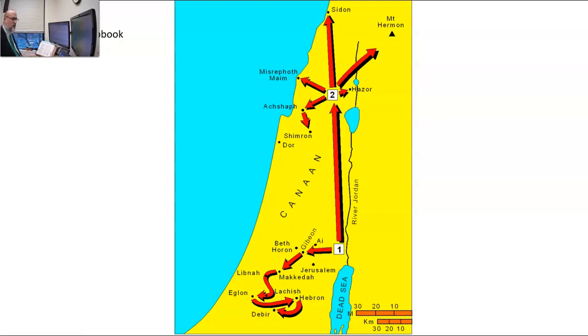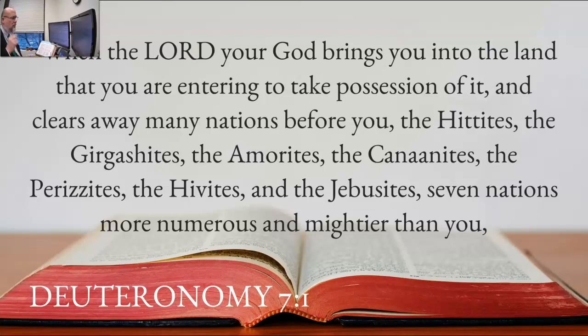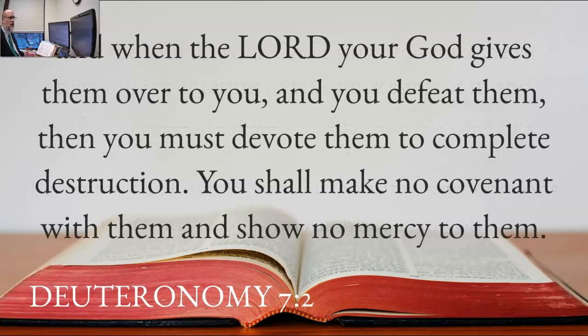Let's go in this land flowing with milk and honey, and all the people who won't submit, get rid of them. Well, the problem with that, it's commanded by God. The Lord your God brings you into the land you are entering to take possession of it, clears away many nations, Hittites, Girgashites, Amorites, Canaanites, Perizzites. God says, when the Lord gives it over to you and you defeat them, you must devote them to complete destruction. Make no covenant, show them no mercy.